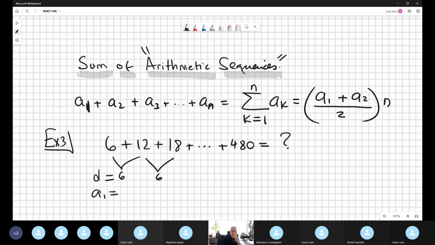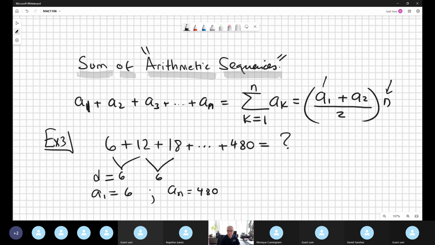Okay, this is important. d does not participate in the formula. However, it's important to classify. It's arithmetic, therefore that formula is valid. Because another sequence we studied today is different, so it has another formula. And a1 is 6, and a sub n, in this case, is 480.